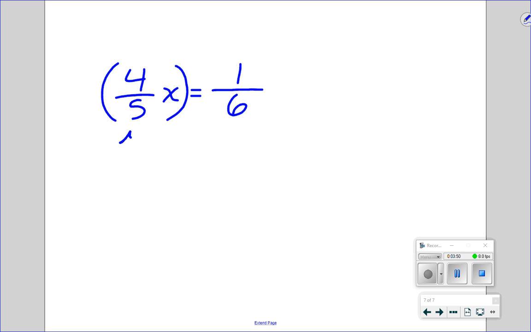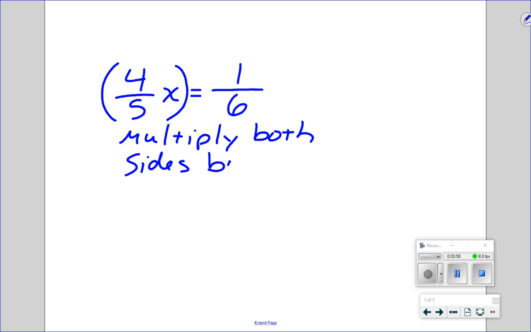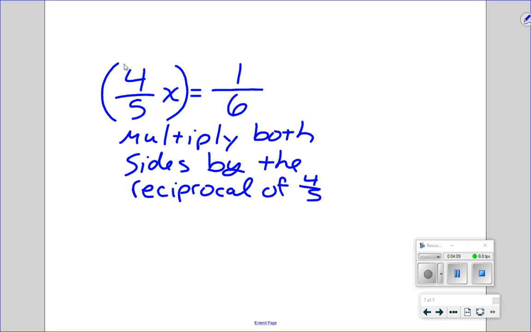So here's another example. Let's say I have 4/5 x equals 1/6. So what I have to do here is divide by 4/5. But the shortcut is, since dividing by a fraction really means multiplying by the reciprocal, I'm going to, and you might want to write this in your notes, pause it, I'm going to multiply both sides by the reciprocal of 4/5. So instead of dividing by 4/5, I'm going to multiply both sides by the reciprocal.